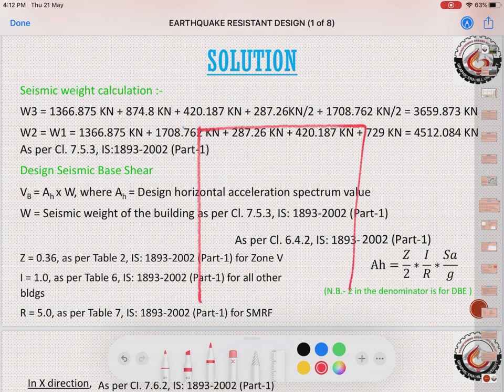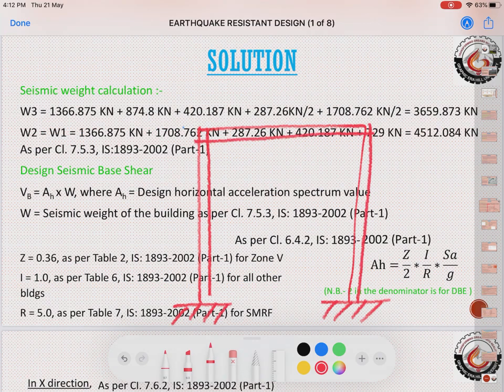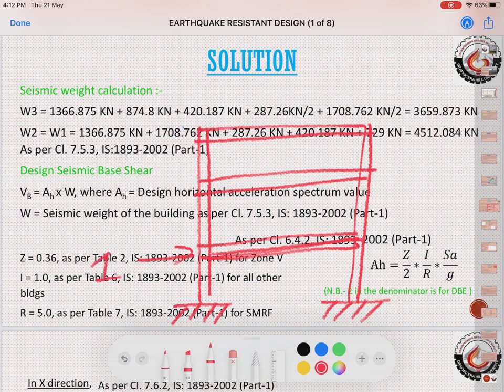So what is the seismic weight of first floor? What is the seismic weight of second floor? What is the seismic weight of third floor? Because this is a 3-story building. So let us draw a simple rough diagram of a 3-story building. This is our 3-story building, of which this is the foundation. This is our roof. Then comes this floor. Then comes this floor. As you can see, this is my first floor, this is my second floor, this is my third floor.